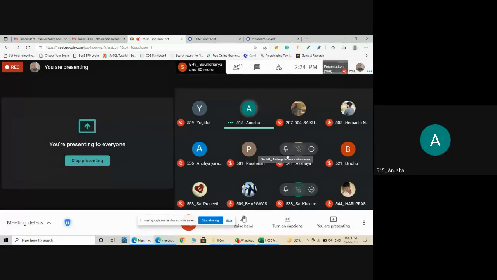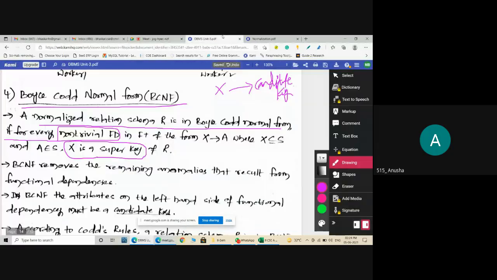Did you understand? Candidate key is a subset of super key, because a super key can contain all the attributes in a relation, and only part of the attributes you can call a candidate key. In third normal form, we concentrate on the candidate key. In Boyce-Codd normal form, we concentrate on the super key. So this is the difference between third normal form and Boyce-Codd normal form. People will confuse it a lot, but it is very easy. Are you clear?